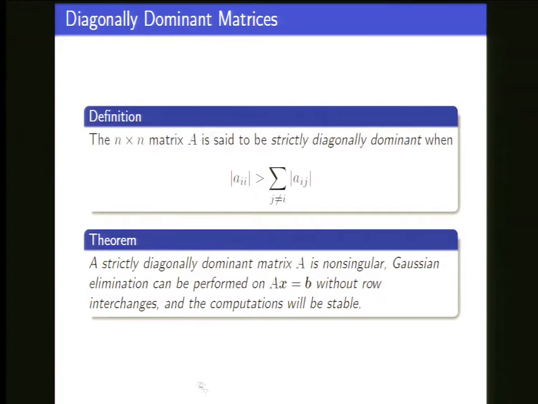First of all, you know that it's non-singular. You don't have to worry about row interchanges. It will never happen, and it just works fine. So that could be a quick way to check that something is non-singular; you don't have to compute determinants or anything. Of course, the extreme case here is a diagonal matrix with positive diagonals. That's obviously a strictly diagonally dominant matrix, because everything else is 0. And that's indeed an invertible matrix.